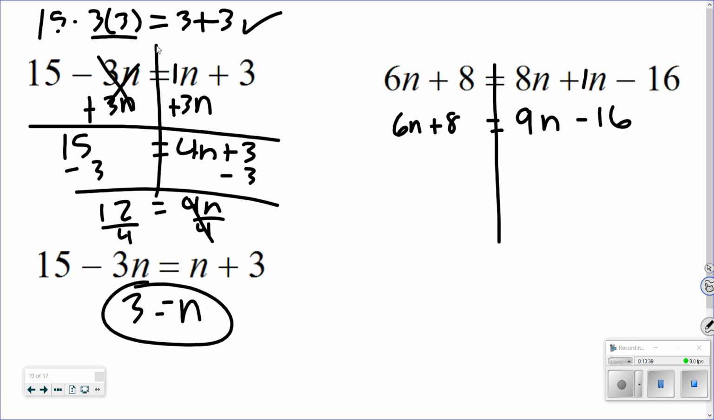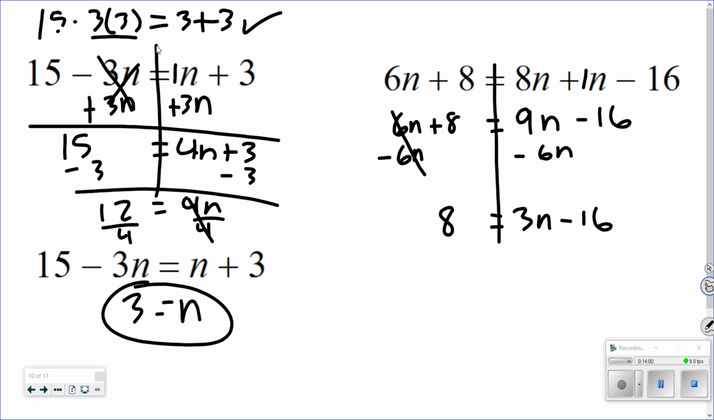Okay, now I've got a variable on both sides. I either need to get rid of the 6n by subtracting 6n, or I need to get rid of the 9n by subtracting 9n. I'm going to subtract the 6n, but you could do either one. So minus 6n, but that means I have to minus 6n from this side. This 6n minus 6n is 0, so it goes away. 9n minus 6n is 3n. Okay, now I get down to here.